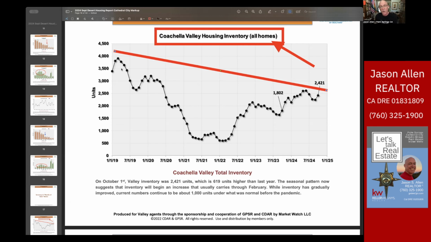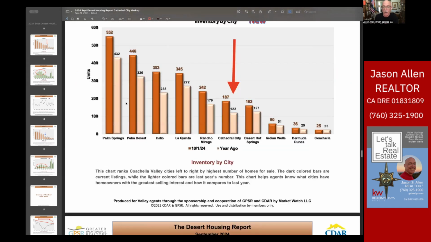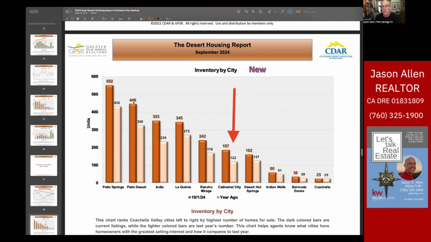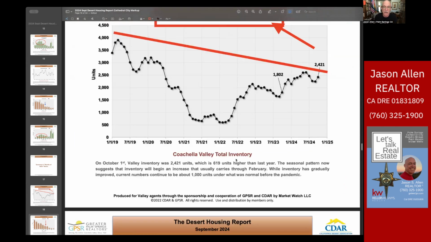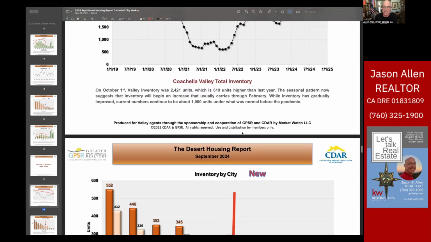And when we were pre-COVID, we had basically a balanced market. And that's a 6-month inventory. I'll show the inventory numbers. We go lower. And this is inventory by city. So a year ago was 122 units. Today it's 187. So you see this big increase in inventory, but it's not this kind of an increase.